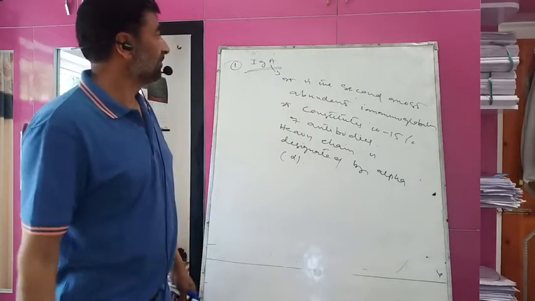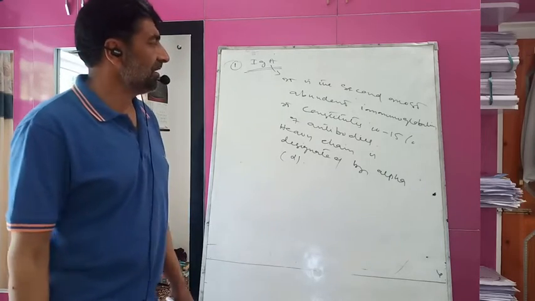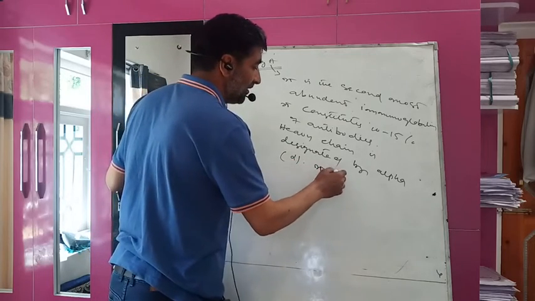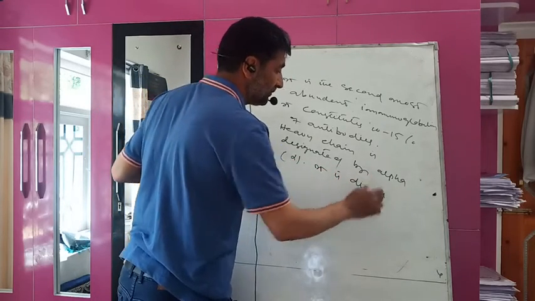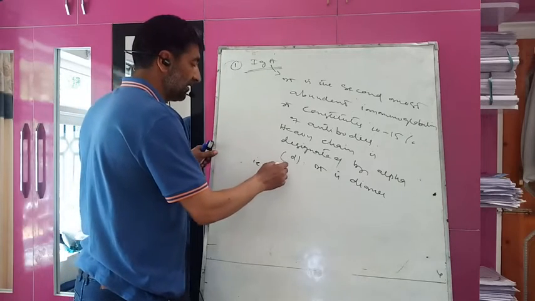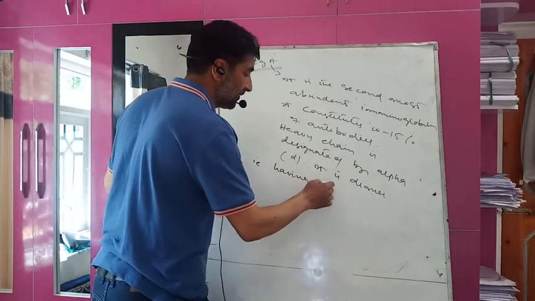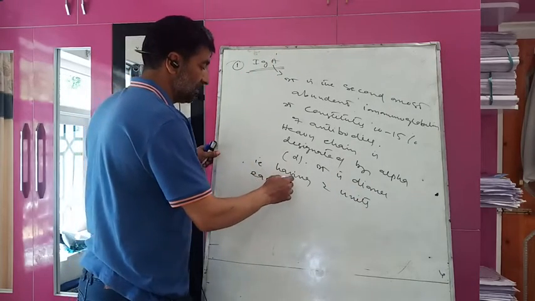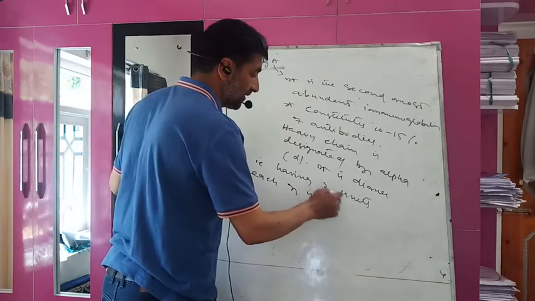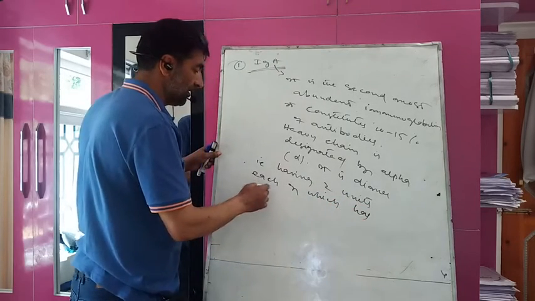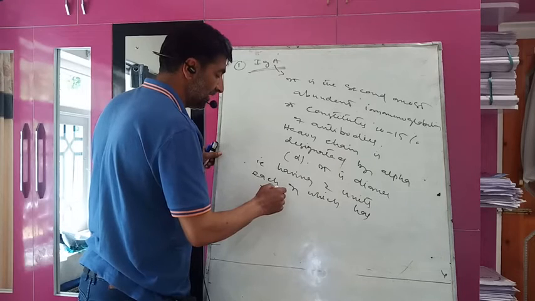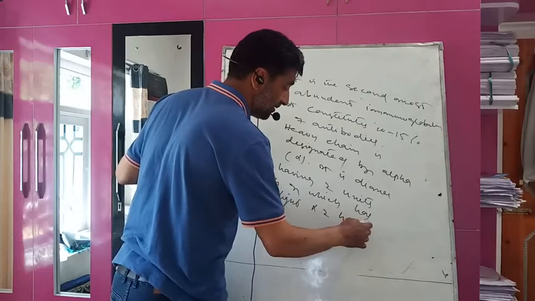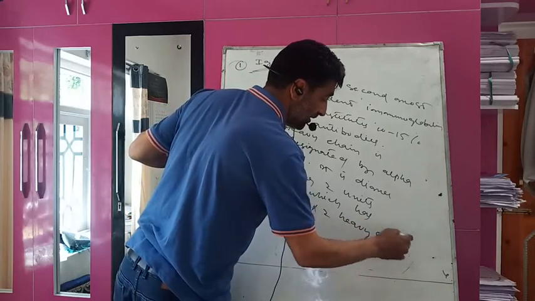You see, IgA antibody is a dimer. A dimer is having two units, each of which has two light and two heavy chains.